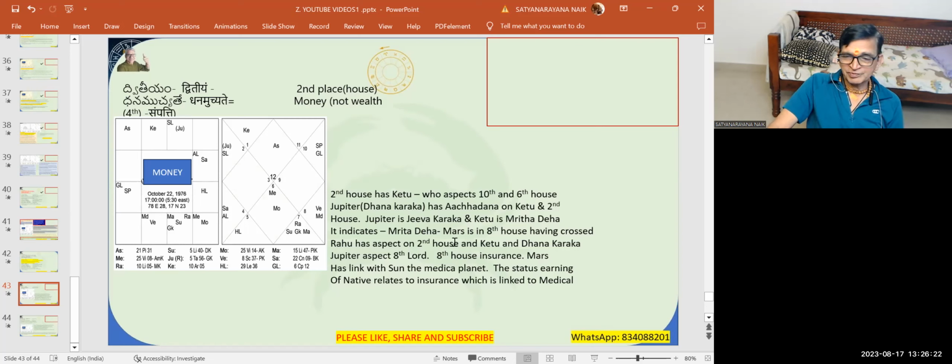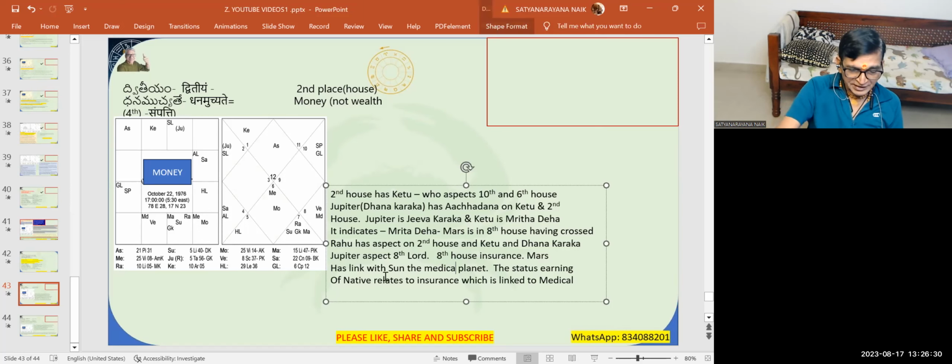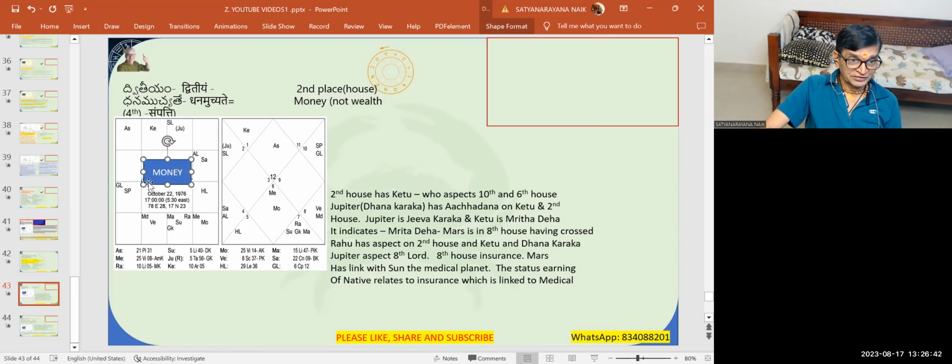8th house is insurance, and Mars has a link with the Sun, the medical planet. The status, earning and the status of the native relates to insurance, which is linked to medical. So it is his name and fame and progress. So you can't say livelihood. Livelihood, he must have done many things. But when a status comes, a long status, and he goes to a higher status, that is related to medical insurance related matters.